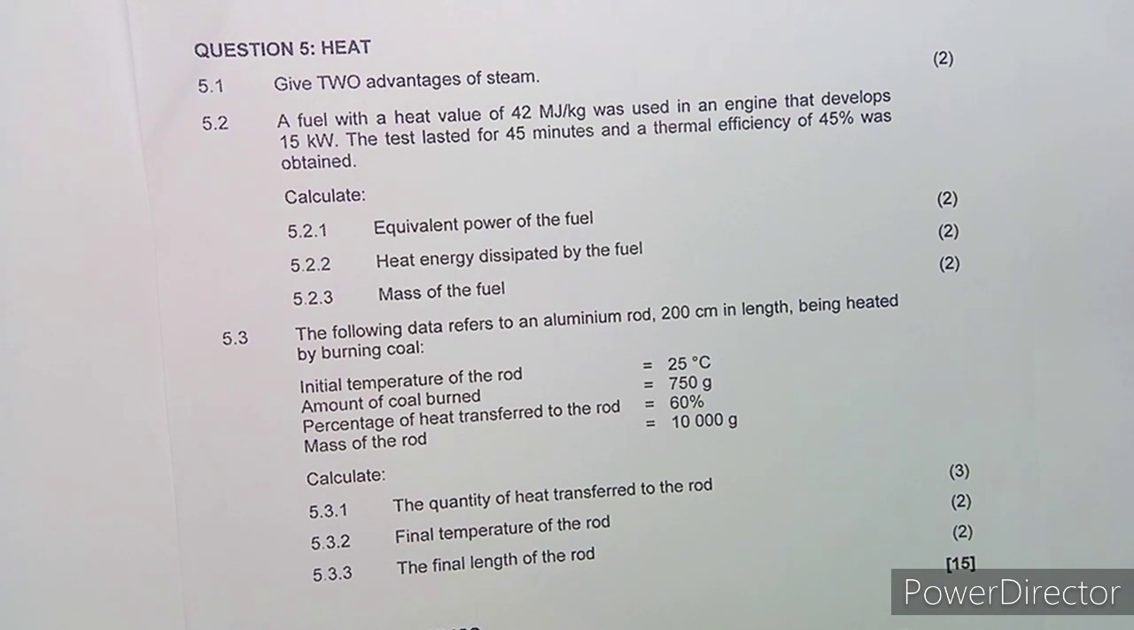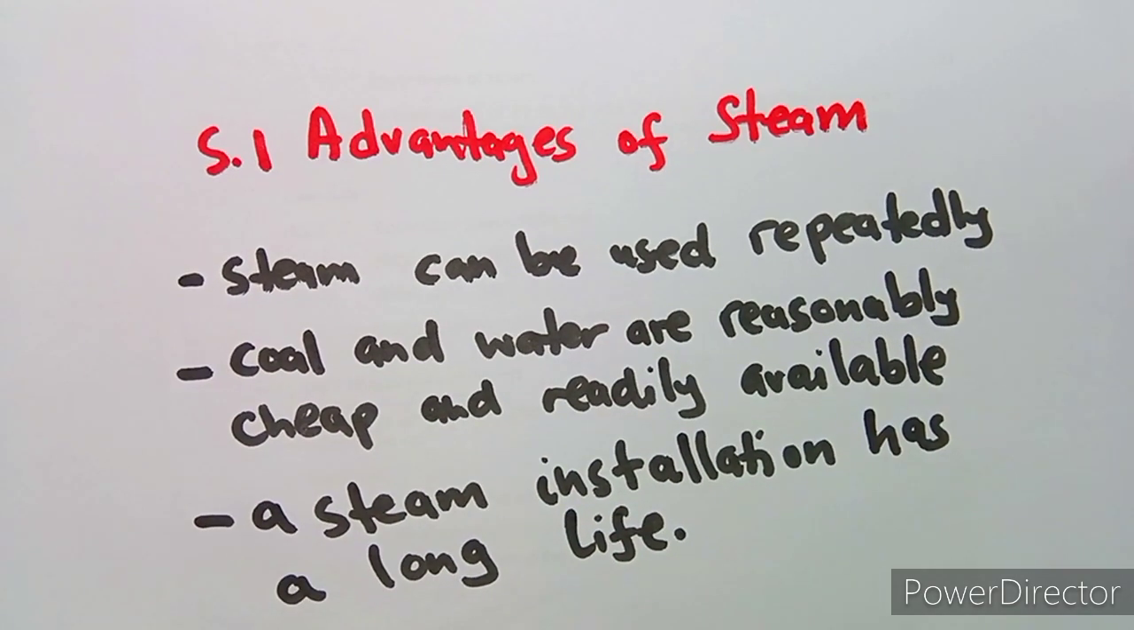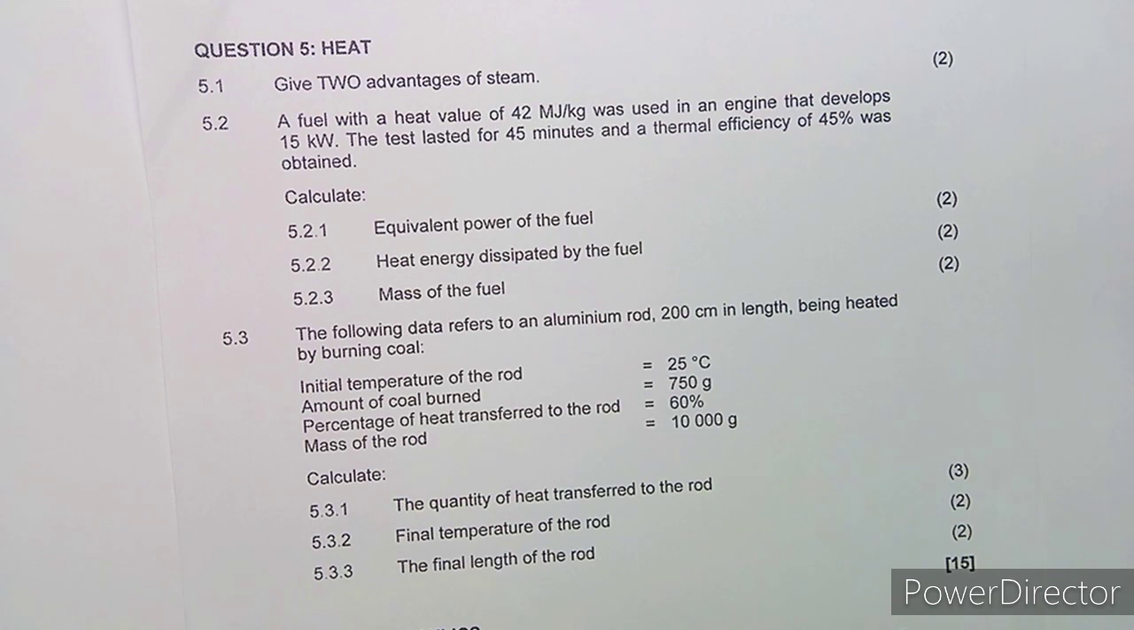Okay, give 2 advantages of steam. All right, this one is actually on steam. So remember, steam has got a way. I always say that when you're working with steam, always think of coal and water also, because they work hand in hand. So steam can be used repeatedly. Coal and water are reasonably cheap and readily available. Then a steam installation has a long life. So despite the disadvantages, like the initial cost and so forth, in this case we've got some advantages that we can put into consideration.